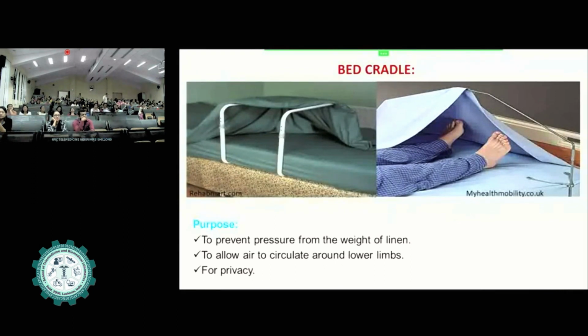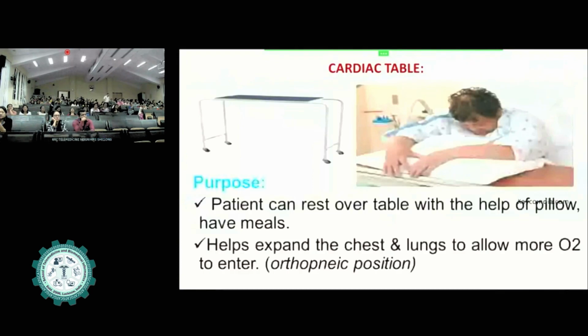Now coming to cardiac table, we all have seen a cardiac table. The cardiac table is an overbed table which can be used for the patient with the help of pillow, and the patient's bed can be raised to a high Fowler's position, and then the arms can be outstretched and the patient can lie in that position. So the main purpose of the overbed table or the cardiac table is that patient can rest over table with the help of pillow, and also patient can have meals.